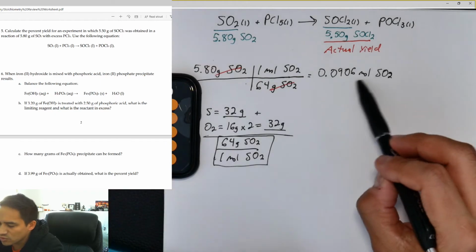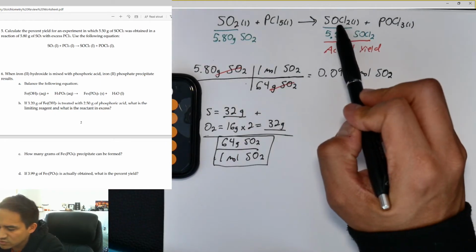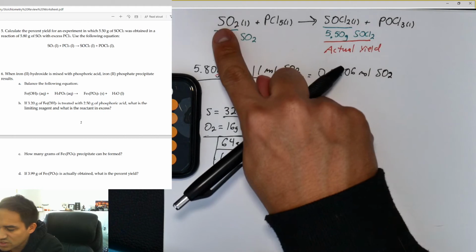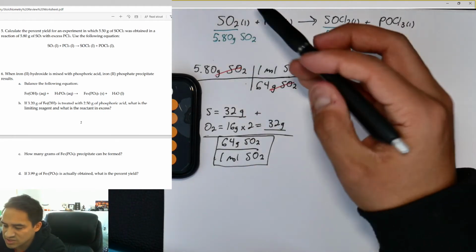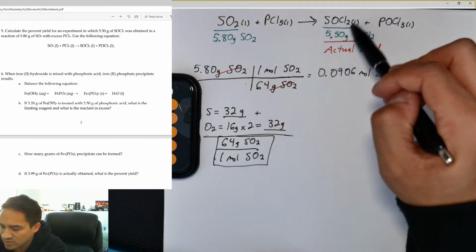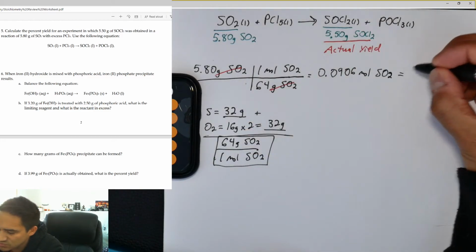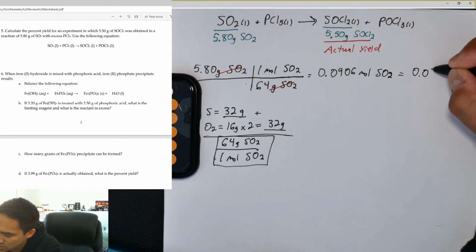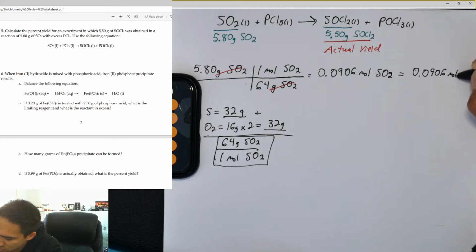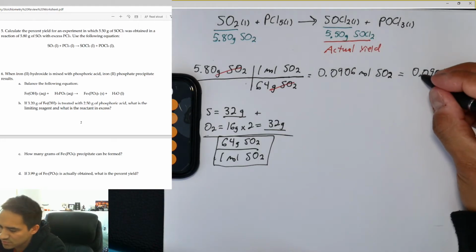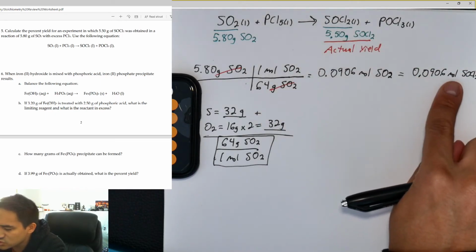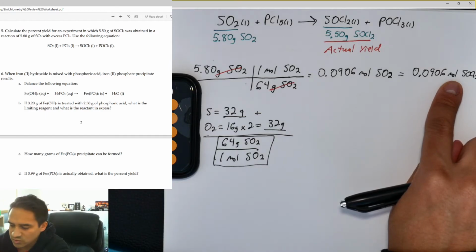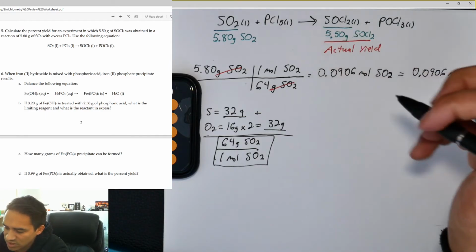Then from here, we want to go from moles of SO2 to moles of SOCl2. Now, since everything is a 1-to-1-to-1 ratio, I don't really need to do any math for this because the amount of moles of this material will be the same amount of moles of this. So basically, we can just say this is going to be equal to 0.0906 moles of SOCl2. Okay, so these are just going to be the same. I don't really need to do any math. All right, so then from here, we want to convert this into grams of SOCl2 so we can compare it with the grams that we were being given in the problem.